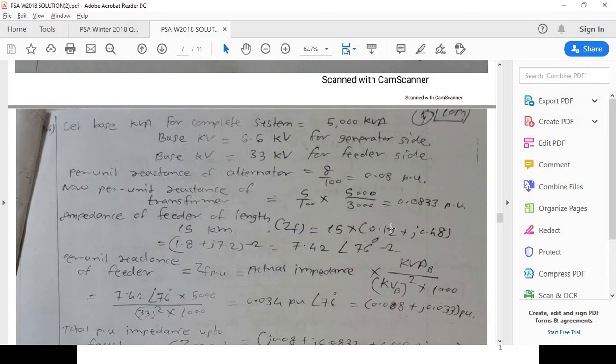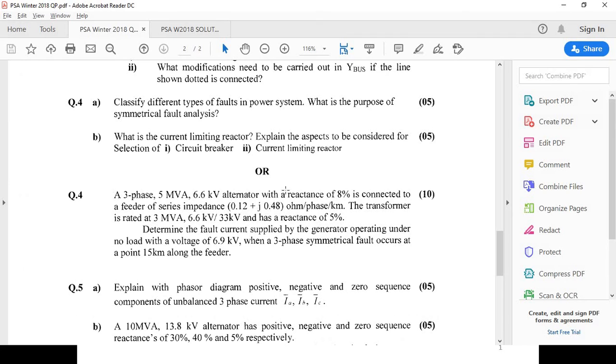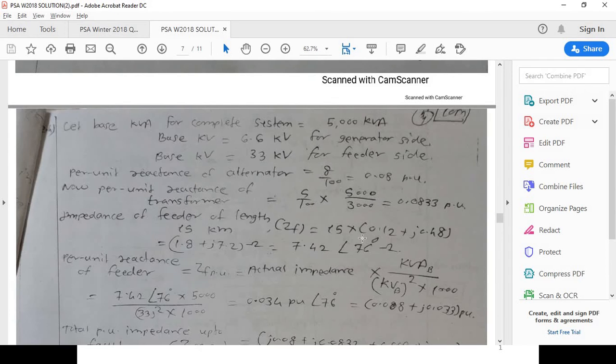Now the impedance of the feeder of length 15 km, ZF. This impedance value is given in ohm per phase per kilometer. To calculate the total impedance value, we have to multiply it by the length in kilometers. So it will be 15, the length in kilometers, into 0.12 plus j 0.48, which is the impedance of the transmission line. So the total impedance will be 1.8 plus j 7.2 ohm, and in polar form it will be 7.42 at an angle of, sorry, 76 degrees ohm. So you have the impedance value in ohm.